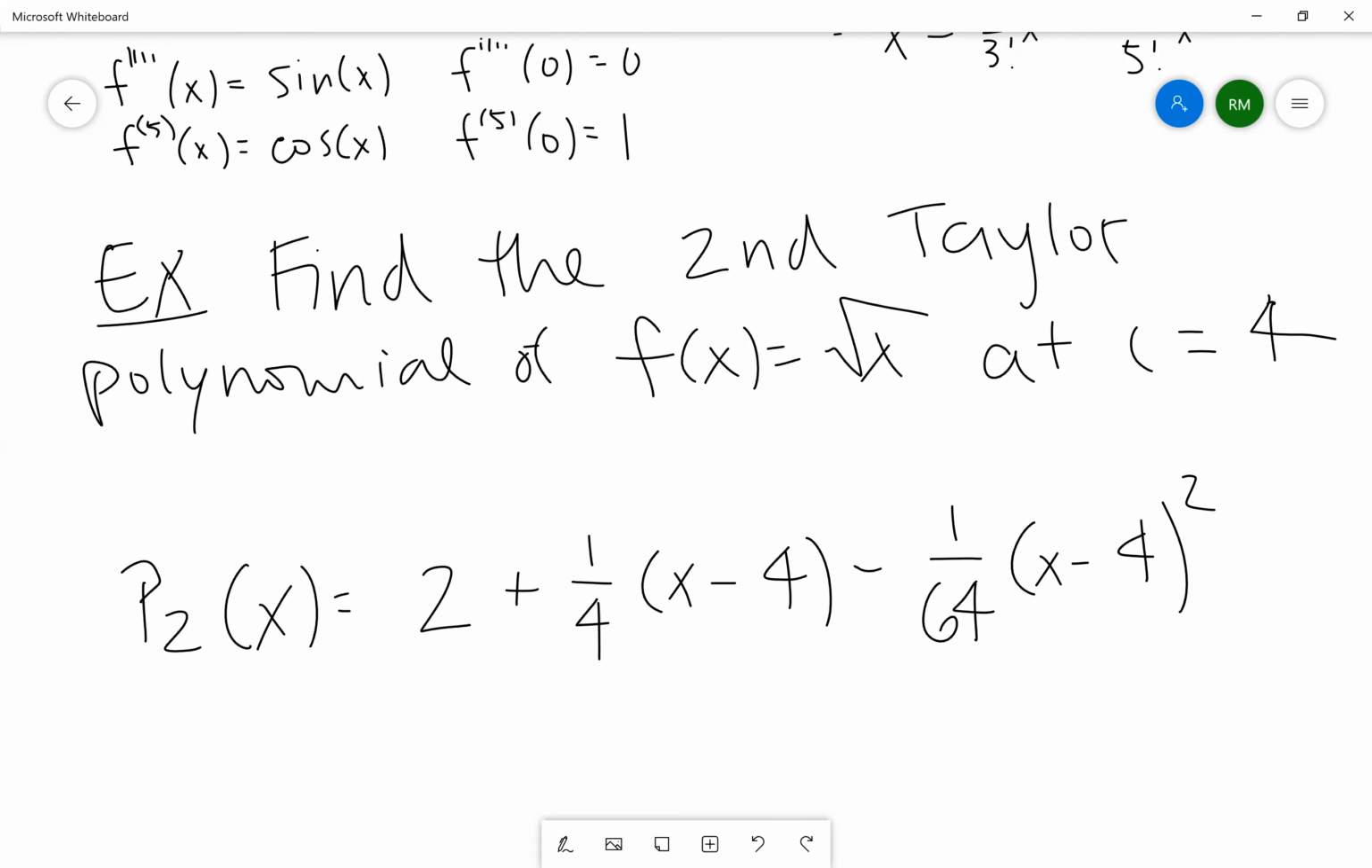All right, so that concludes what we have for today. Tomorrow, we will talk more about how good of an estimate a Taylor polynomial is. Take care.